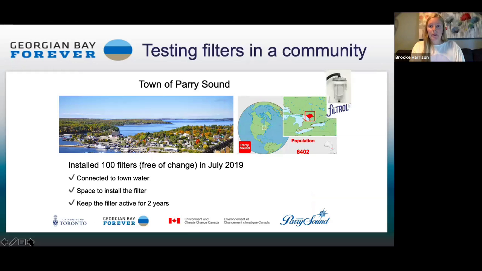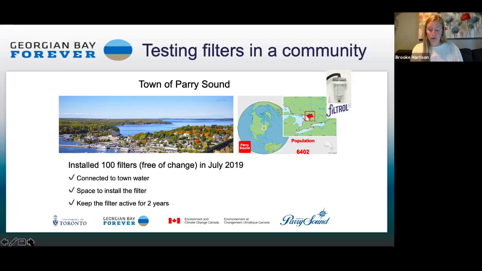As we previously went over, we know that microfibers are in our water. We know that they are very abundant in the environment, in Georgian Bay, in the ecosystem. So what can we do? How can we find this solution? We wanted to bring these filters to a residential scale in Parry Sound. Parry Sound is about 4 hours north of Toronto. It's pretty much directly across from Tobermory, where I think quite a few of us are tonight. It's on the shorelines of Georgian Bay.